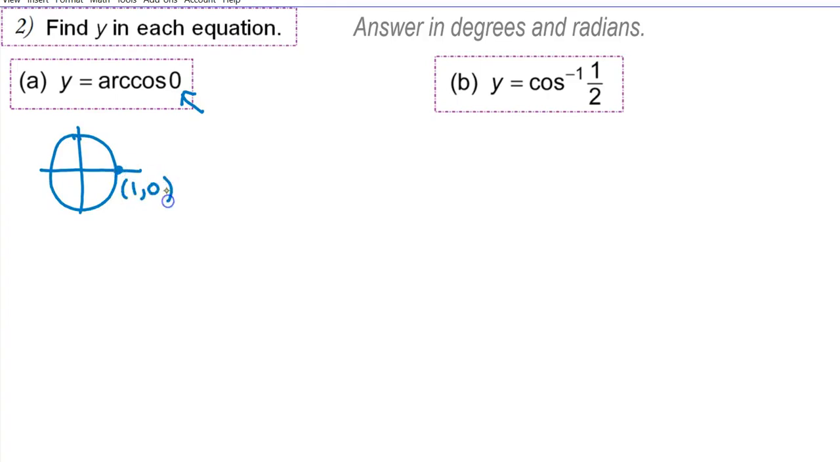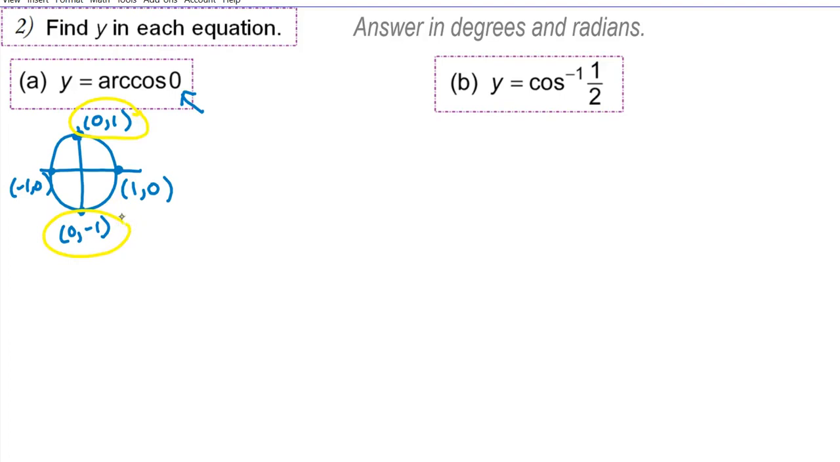Here's the point for 0 degrees. Here's the point for 90 degrees. Here's the point for 180. Here's the point for 270. Where is cosine equal to 0? At 90 and at 270.